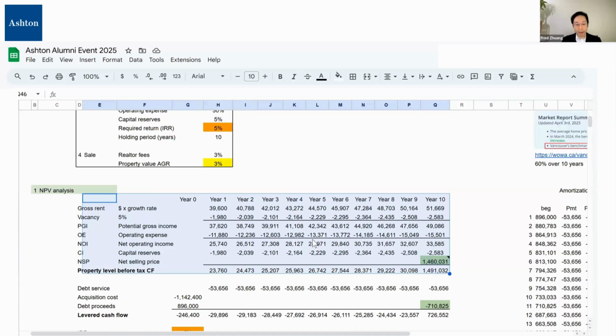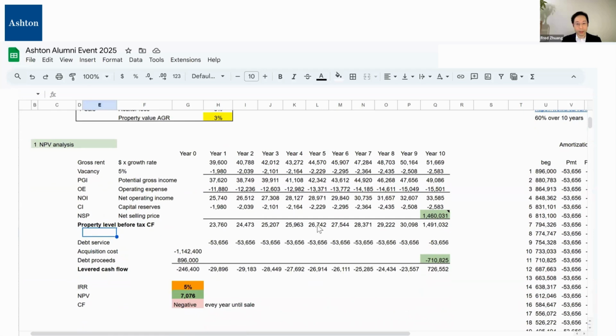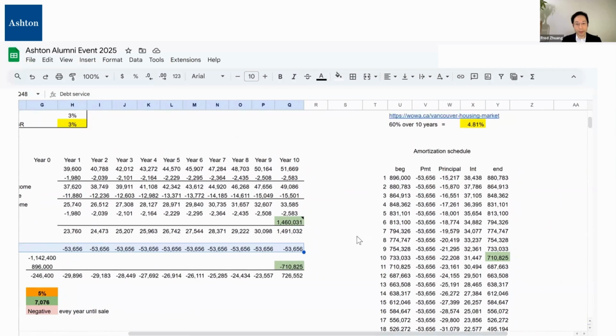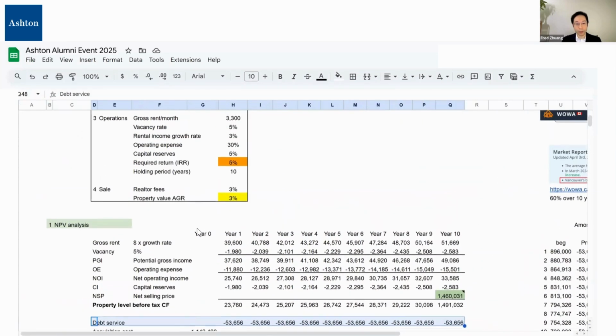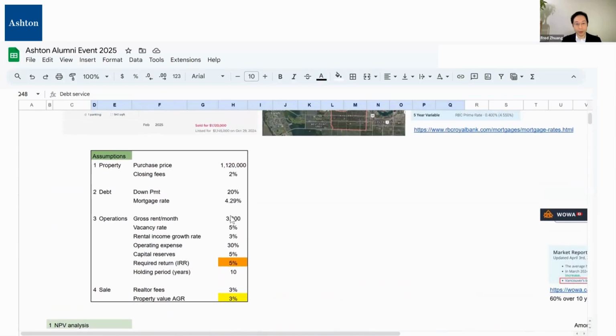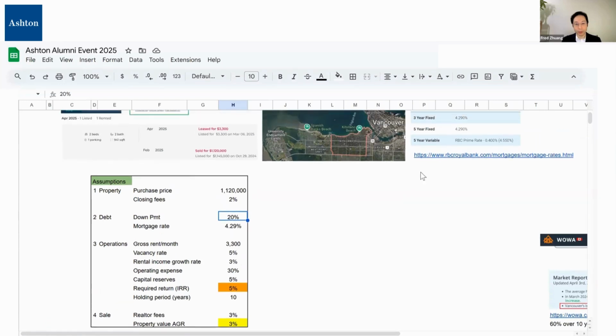Once we set this up, we will have a property level cash flow before interest and tax. And then we'll calculate the debt service. The debt service is calculated through an amortization table. So what we are trying to do here is utilizing our assumptions. So we are assuming the purchase price with 20% down payment, meaning 80% of it is borrowed from the bank. So we set up the amortization table with 80% amortized over 30 years, which is the standard.